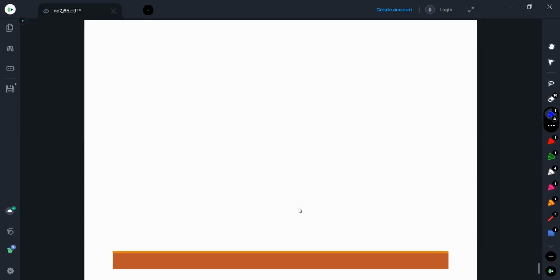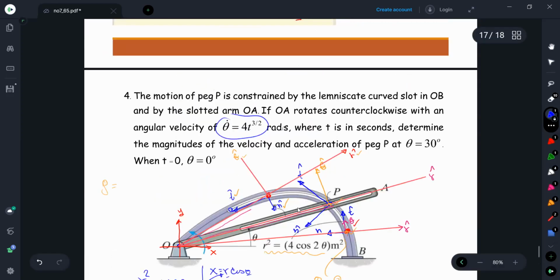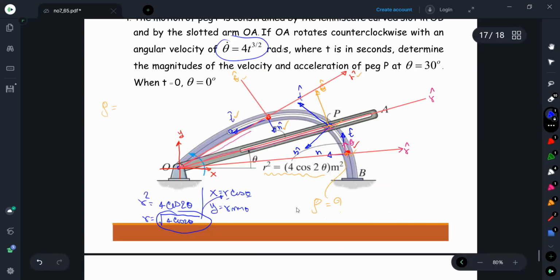For this problem, we would like to find the velocity and acceleration of the bag at theta equal to 30 degrees, right? And we know that when time equals 0, theta is 0. Okay.